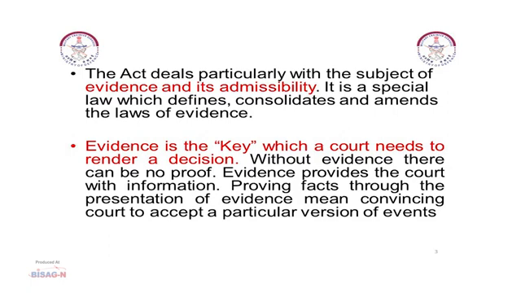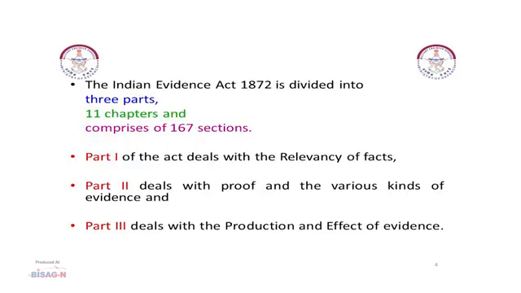Evidence is the main point where a court needs to render a decision. Without evidence, there will be no proof. This evidence generally gives the court information and facts so that, by convincing the court, it can accept the particular version of the events. This Indian Evidence Act 1872 is divided into three parts, and it has 11 chapters and 167 sections.